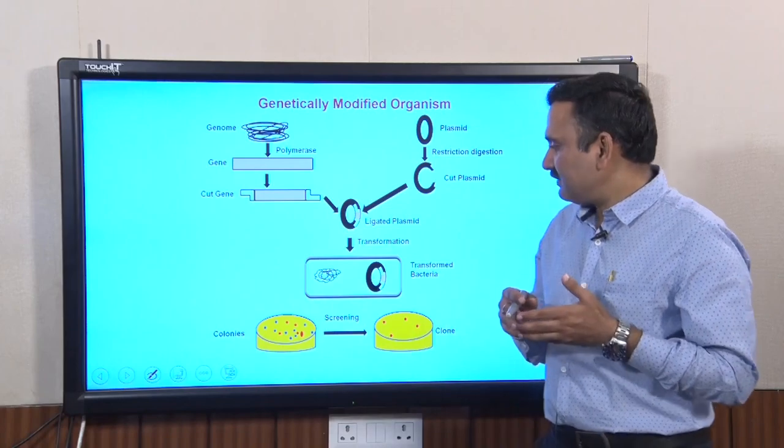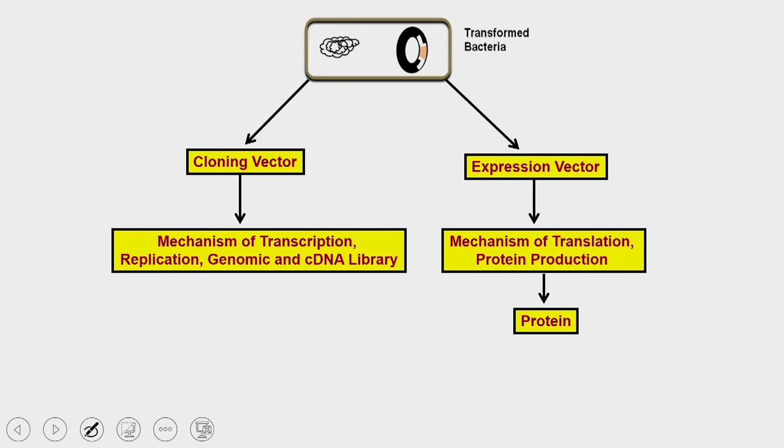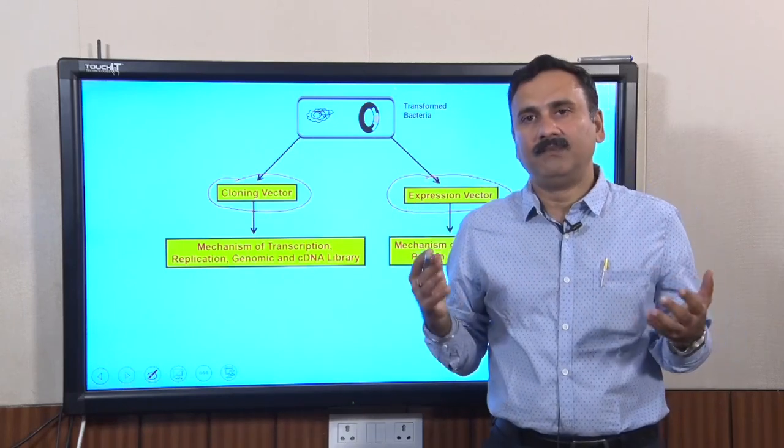So at the end, what we have generated is the transformed organism. In this case, we are talking about the transformed bacteria. At the end, what we are going to generate by employing this kind of recombinant DNA technology is the transformed bacteria. And once you generate the transformed organisms, whether it is bacteria or mammalian cells, you are going to have these transformed organisms containing either the cloning vector or the expression vector, because it depends on the requirement or the questions you would like to ask from this transformed host.